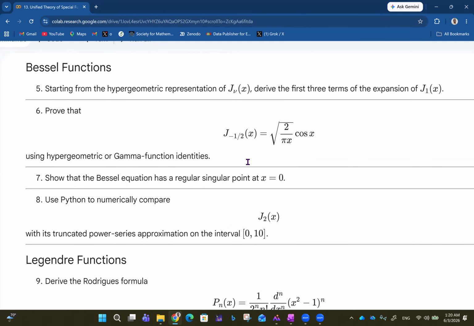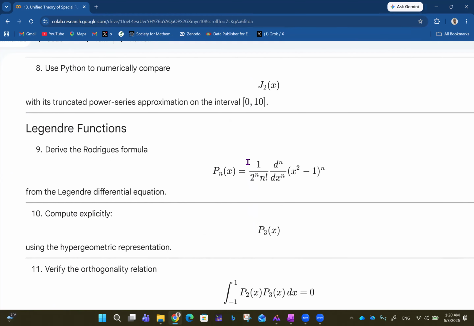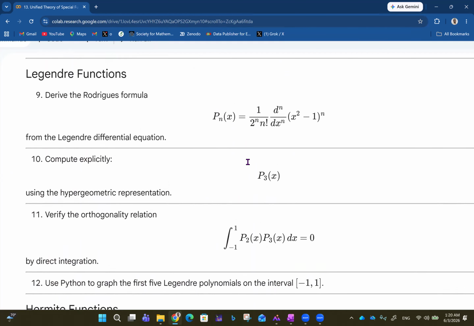So we're taking care of questions. You want to prove that J minus half of x is equal to the square root of 2 over pi x times cos x using hypergeometric or gamma function identities. So that's the first thing we're doing there. And then we have Legendre functions dealing with problems 9 to 12. Of course, we've done something with this Rodrigues formula before.